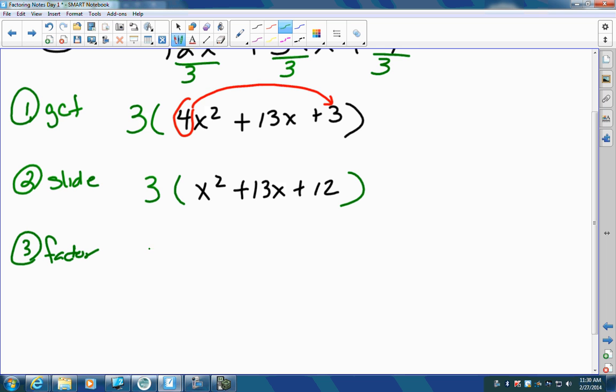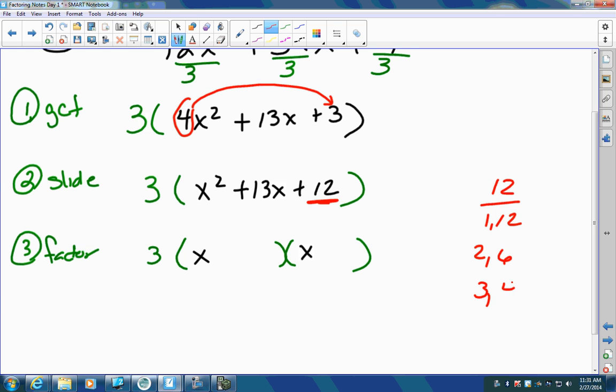So I've got 3. My x is split up as x and x. I need the factors of 12: 1 and 12, 2 and 6, 3 and 4. Why are you telling me 1 and 12? You need them that add up together to give you 13. And there you go right here. So I've got plus 1 and plus 12.